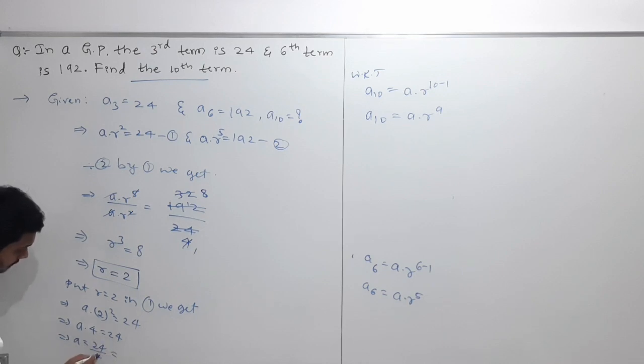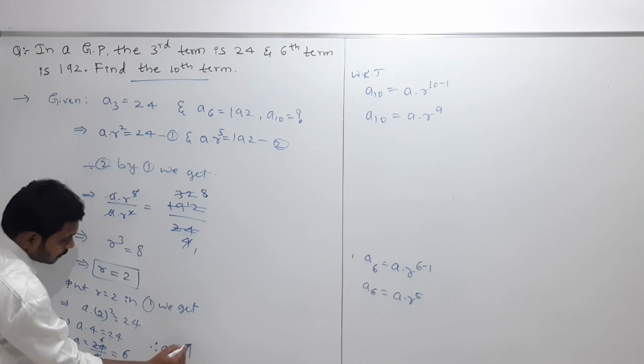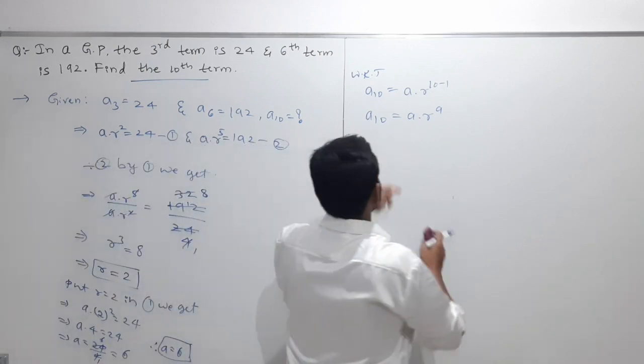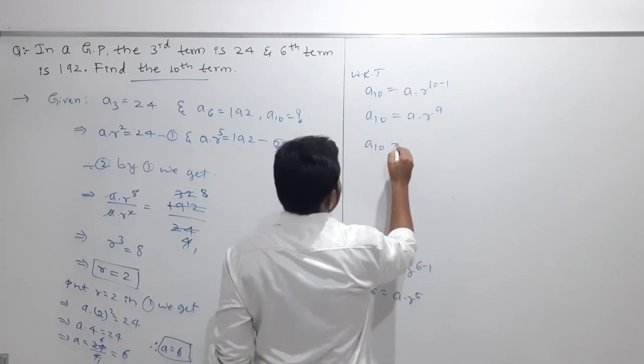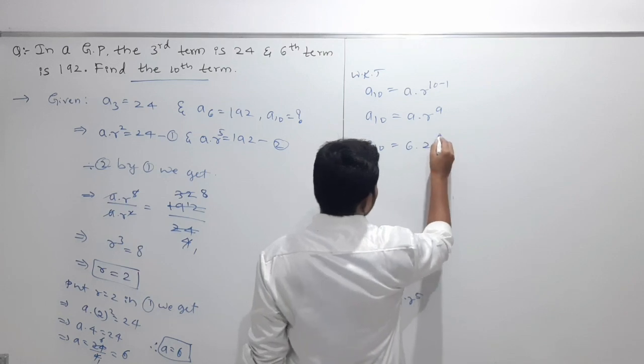So how much is it? 4 ones are 4, 4 sixes are 24. So therefore A is equal to 6. So substitute, my dear students. The A value we know. So therefore A10 is equal to, what is the A value here? It is 6 into, what is the R value here? It is 2 to the power 9.